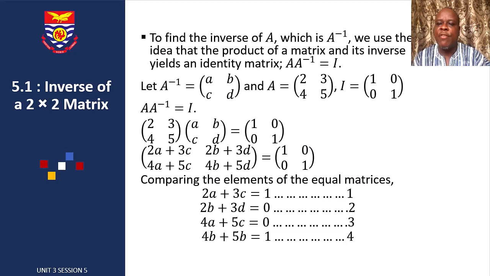Then, using the equal matrices principle, we'll compare the entries of the matrix. The first entry, 2a plus 3c, will be equal to 1. The second entry, 2b plus 3d, will be equal to 0. The third entry, 4a plus 5c, will be equal to 0. And the last entry, 4b plus 5d, is equal to 1. I believe you can solve these 4 equations simultaneously and get the solution. Let's work on it and compare our answer to the next answer that we will get.